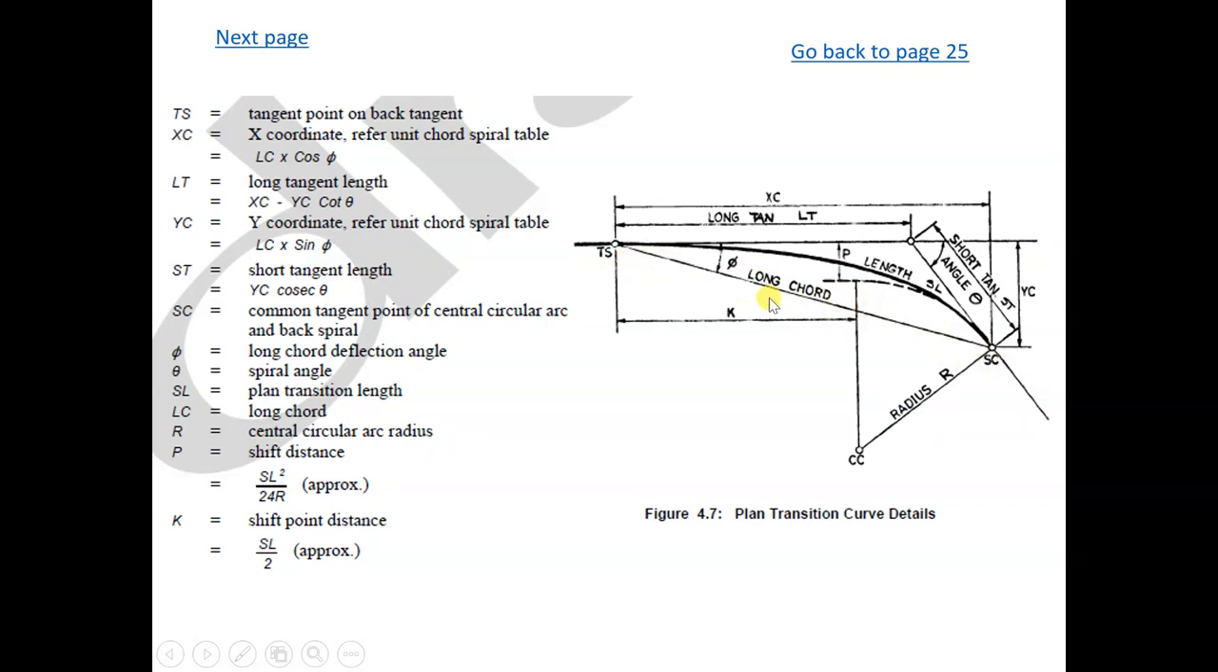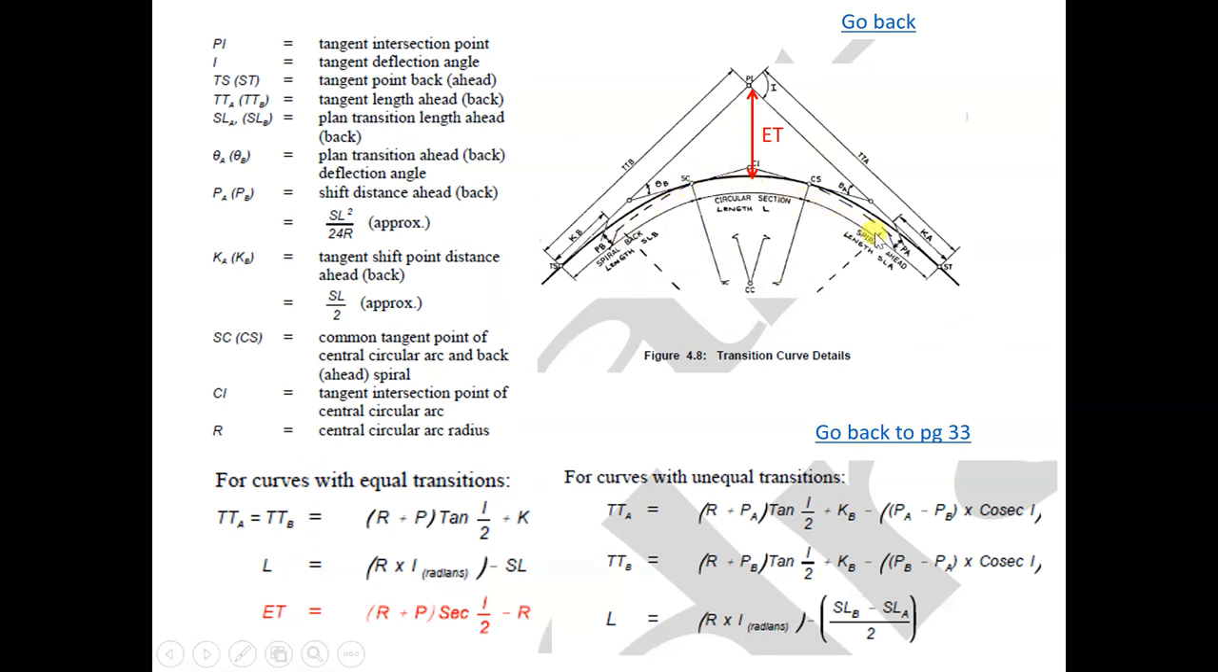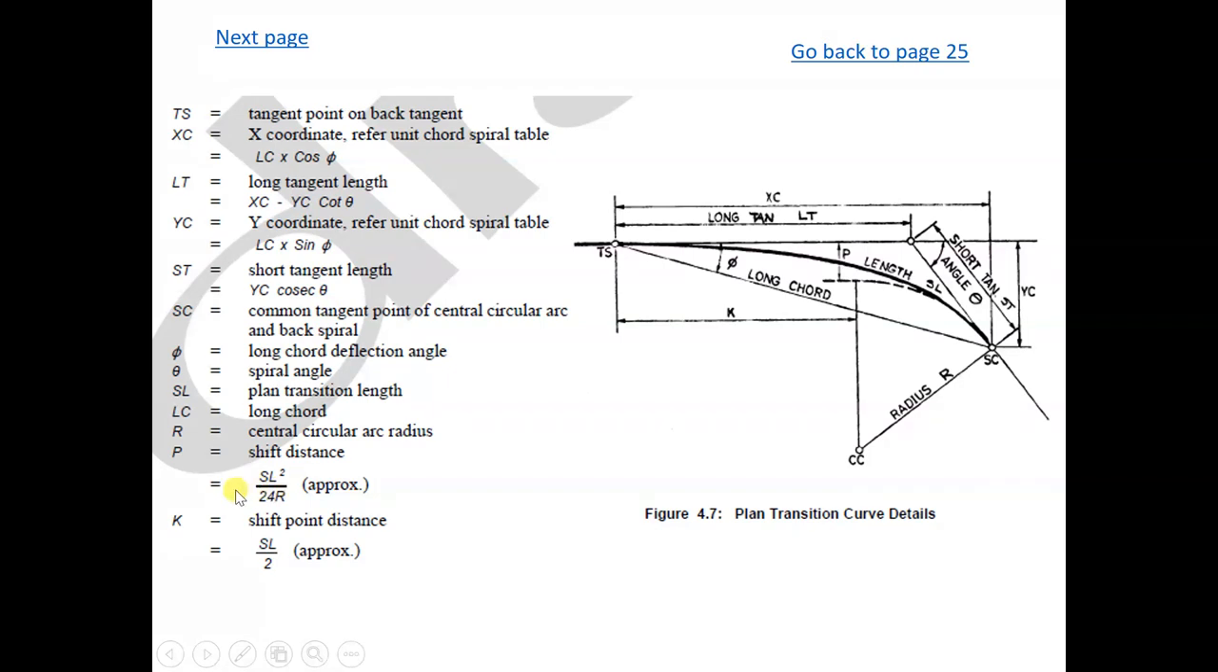So there's a formula, all the formula required for that. There's a P here. P here is like a shift distance. The effect of this transition curve is that this circular curve, if you extrapolate it, the dashed line here, actually this is part of the circular curve. So that means that the transition curve will push the curve inside, by a distance of P. That's the shift. The P is the shift. So they shift the whole circular curve inside because of this transition curve, shifted by P.